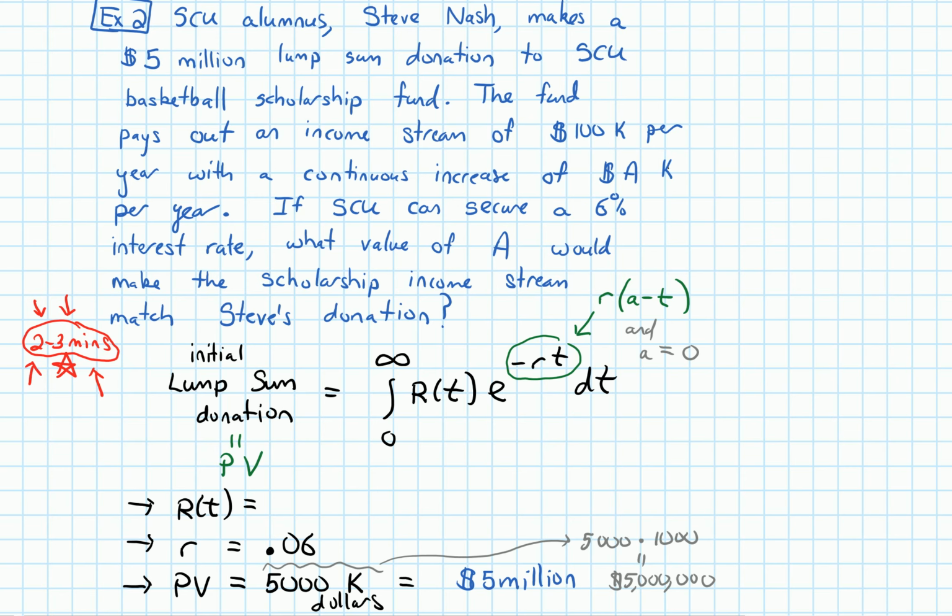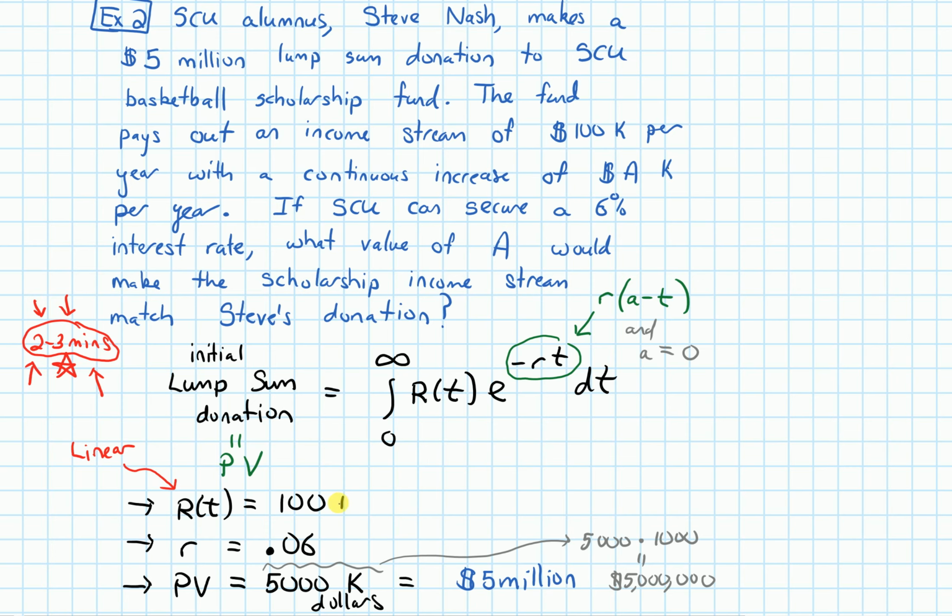The hardest part to determine is r of t, but even that is not too bad. It tells us that there's a continuous increase of $1,000 per year. So each year, the scholarship value is going to go up by $1,000. So that means that r of t is going to be something linear. So it's going to involve the starting value of the income stream, which is 100K. So I'll just write 100, and I'll keep the units in mind.